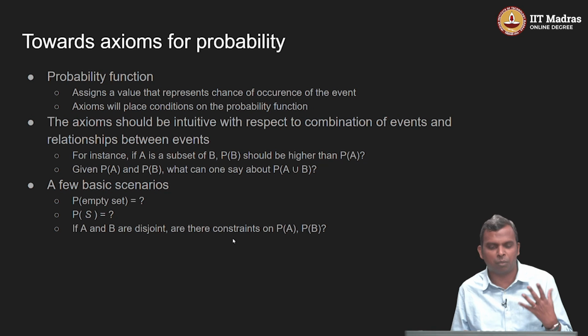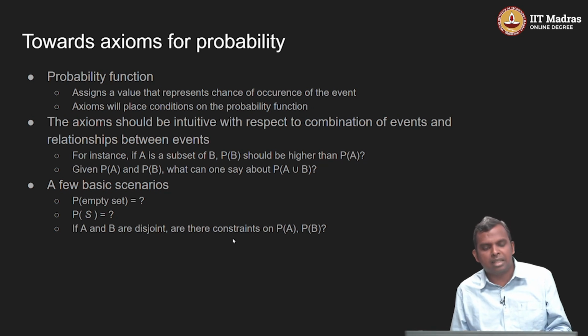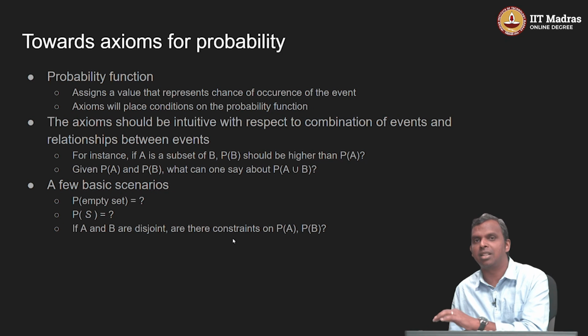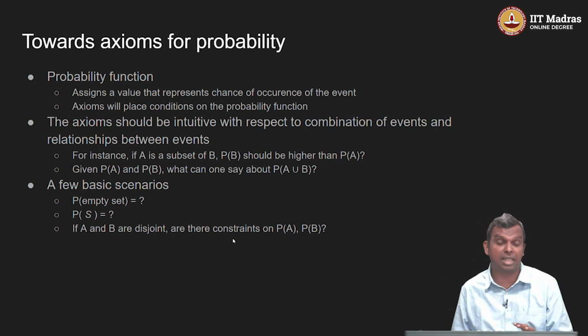Right? That's what you want. Okay. So these axioms, what they will do is they will place conditions on the probability function. They will say, not every function is a valid probability function. For your function to be a valid probability function, here are the two conditions it needs to satisfy. That's what the axioms will say.